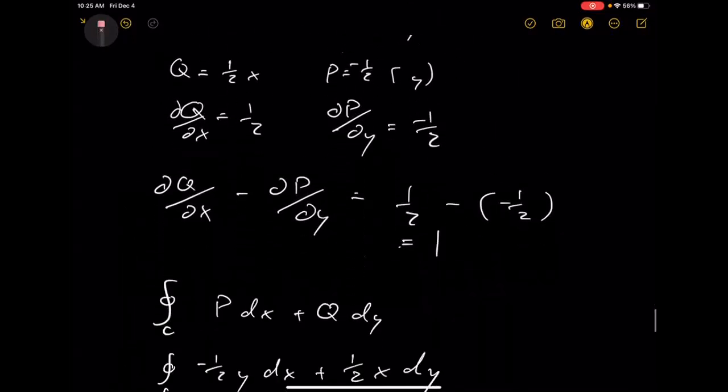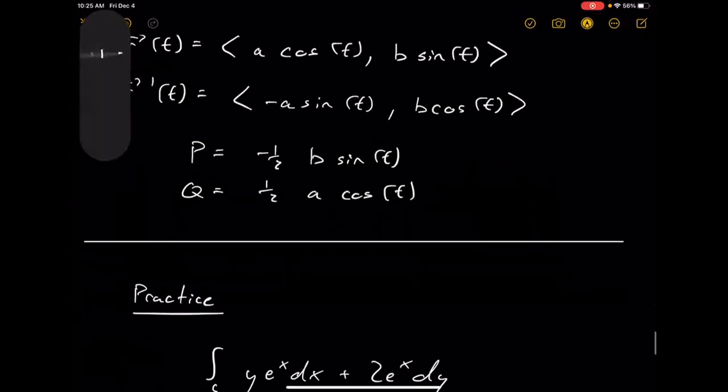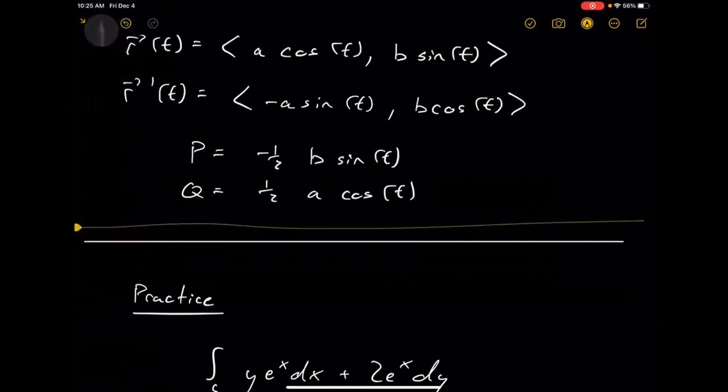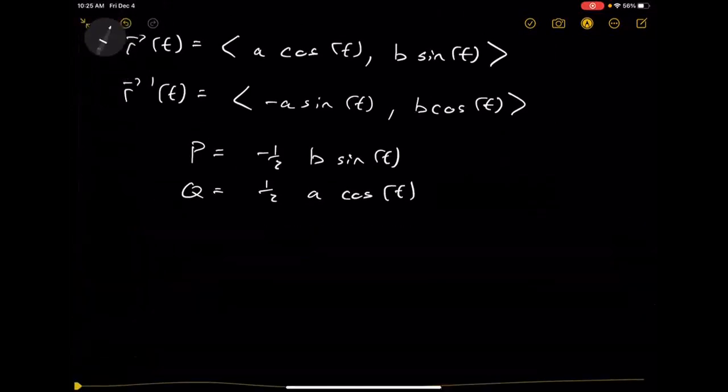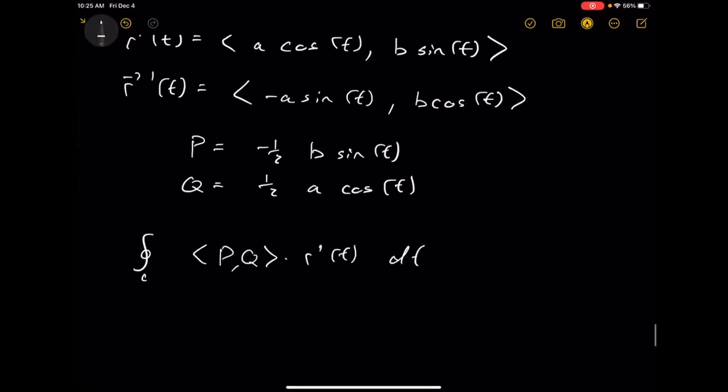My p, negative 1/2 y, becomes negative 1/2 b sine of t. What does my q become? Q is 1/2 x, right? So q becomes 1/2 a cosine of t. Okay. And then I can think of this as pq dot r prime of t dt. Okay, so what is that?